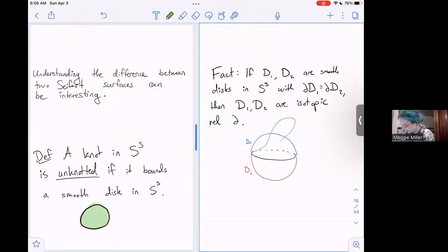I could take some green disk that intersects both of these guys. But this is still isotopic rel boundary to both the red and the blue disk. And this is a consequence of the three-dimensional Schoenflies conjecture. So if you know what that is, then you can take this as an exercise. But this completely goes out of the window if you move away from disks and go to even just genus 1 surfaces.